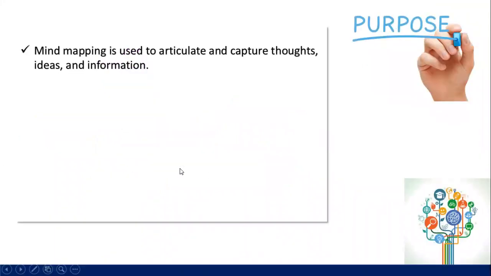So what is a mind map? A mind map is a diagram used to visually organize information. A mind map is hierarchical and shows relationships among pieces of a whole. It is often created around a single concept or multiple related concepts around a central topic. So it will be helpful to articulate and capture thoughts, ideas, and information and present it to the management or take it to further steps to do further business analysis tasks.